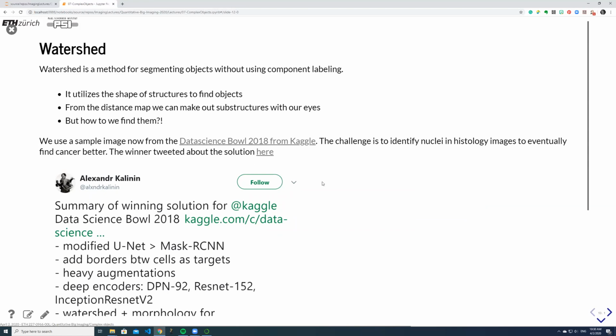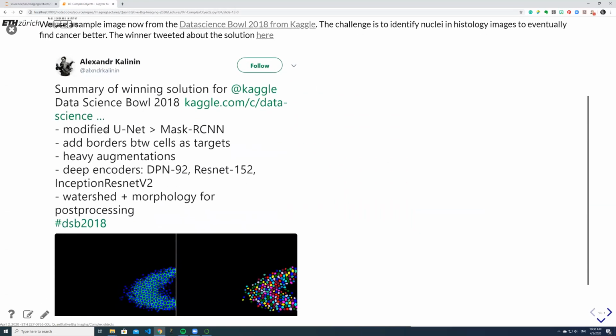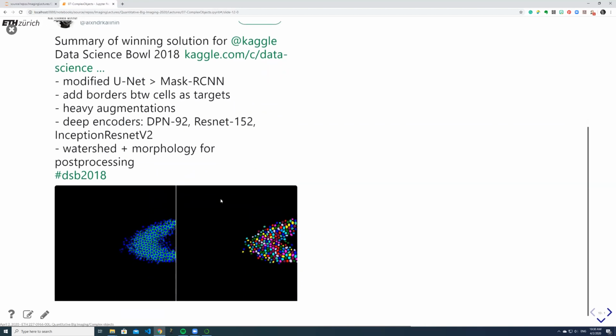So for example, here was some kind of Kaggle competition, and the guy did a lot of fancy stuff with his deep learning, and then in the end he added on a little bit of Watershed segmentation and morphology for post-processing. Like, that was his recipe. So Watershed is coming up all the time in image processing, in particular when you want to identify individual items.